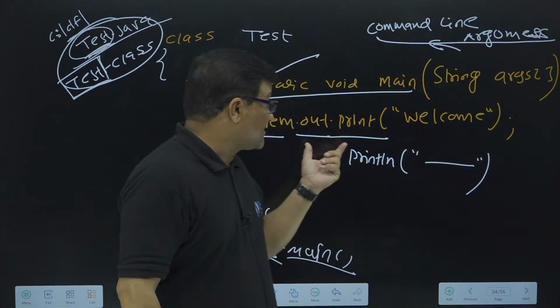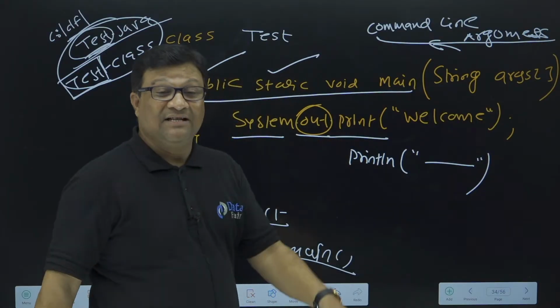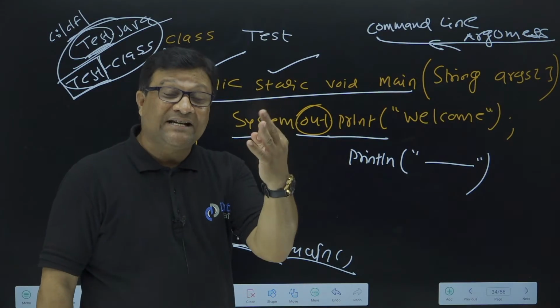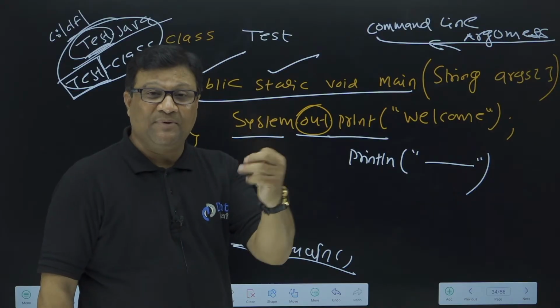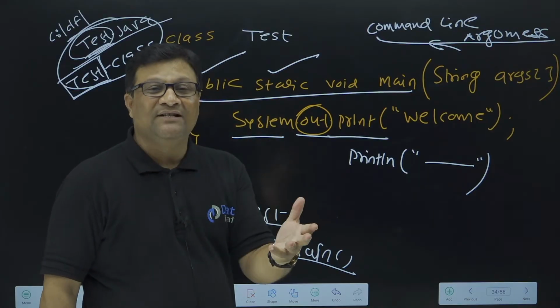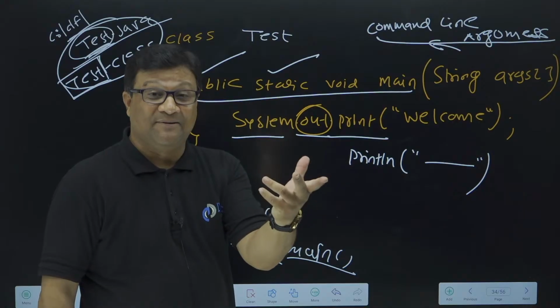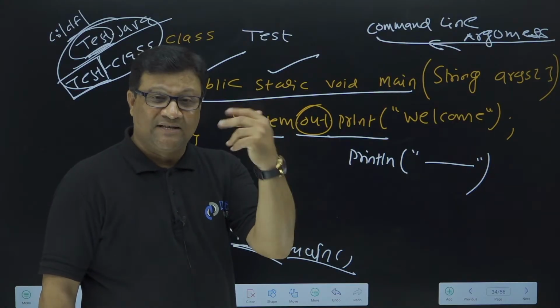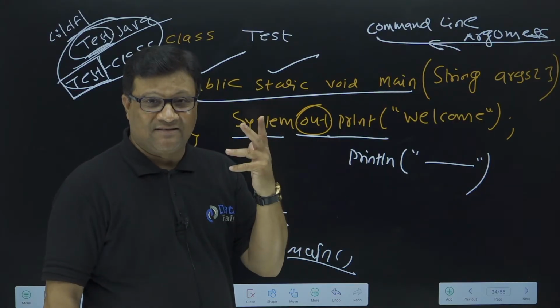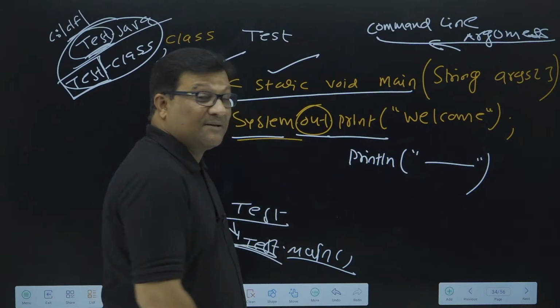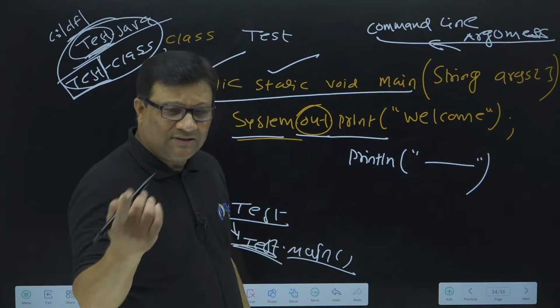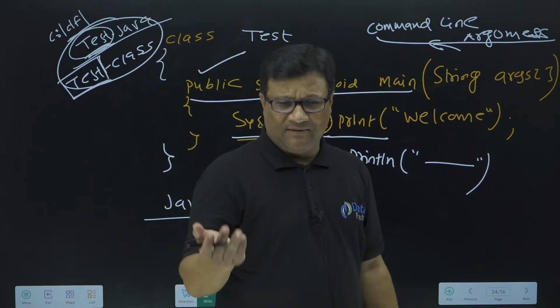System.out is an object, but it is called an output stream. In Java we use three types of stream: output stream, input stream, and error stream. I'll explain all these concepts, like what a stream is, what output stream means, what input stream and error stream mean, and then why we use system. Don't worry, in the next class.